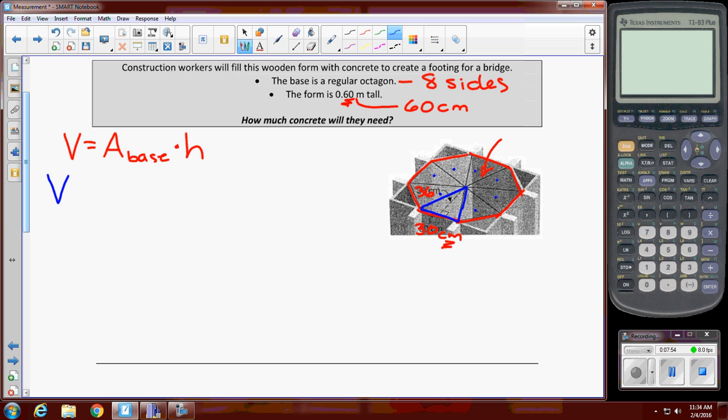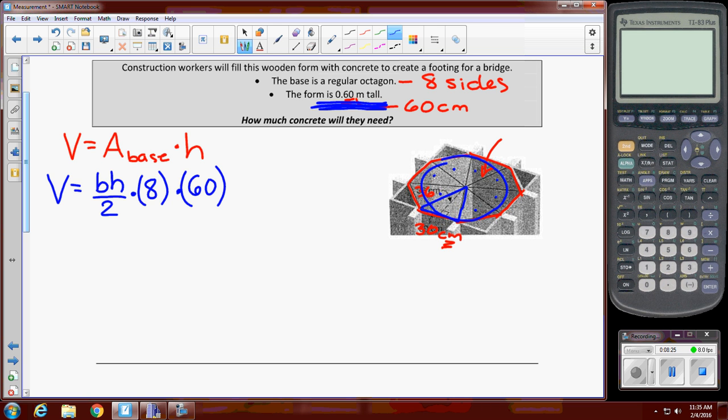So if we looked, they are triangles. That's base times height divided by 2 for one of those triangles, but we're going to multiply that by 8 now because there's 8 triangles around this shape. And now this whole thing needs to be multiplied by the height of this footing. And the height of the footing is up here in the description. It's 0.6 meters tall, whereas we said 60 centimeters.